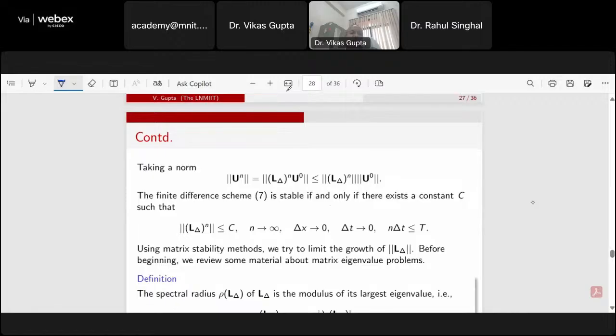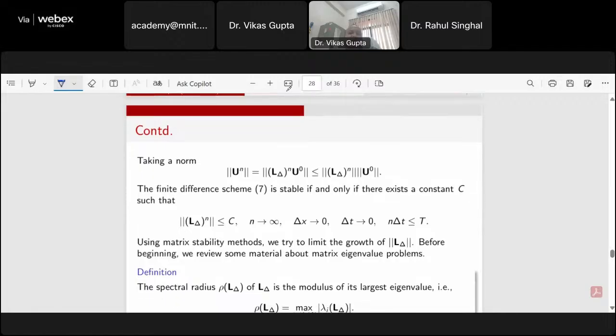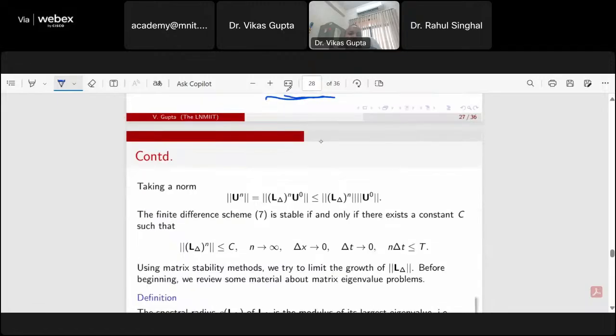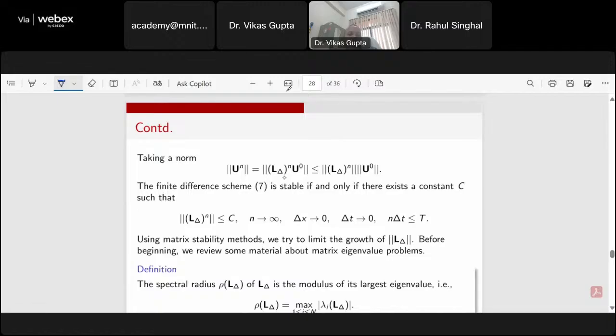Now, taking any norm of both sides of the equation u^n equal to the nth power of L_delta times u^0, and using the property of matrix norms that the norm of AB is less than or equal to the norm of A times the norm of B, the norm of u^n is less than or equal to the norm of the nth power of L_delta times the norm of u^0. The initial vector can be considered as a matrix.